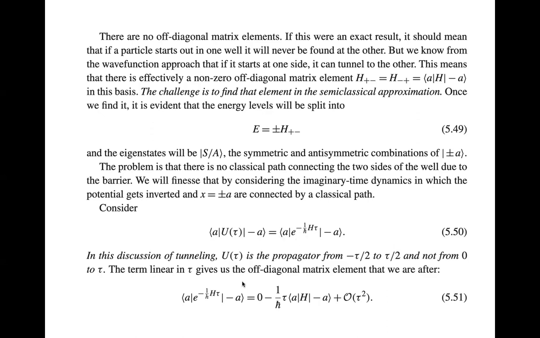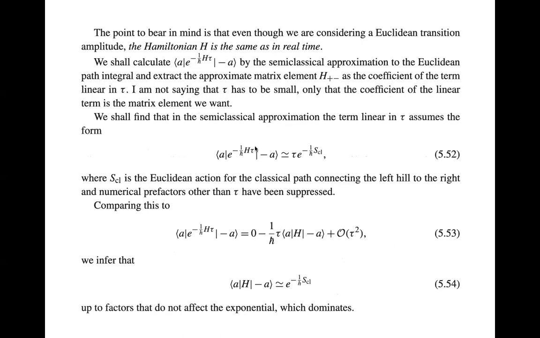At the lowest order approximation, you can do a Taylor expansion of this exponential. This becomes 1 minus 1 over h bar times tau times H, plus higher order terms. This is the matrix element of the original physical Hamiltonian from here to here, right? You can do this evaluation, and this is clearly non-zero.